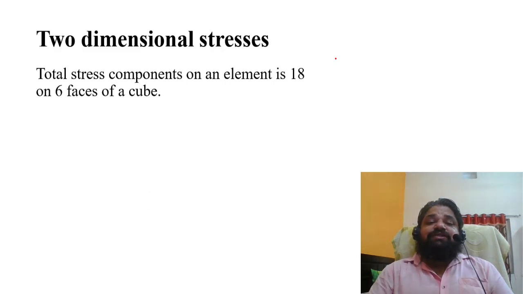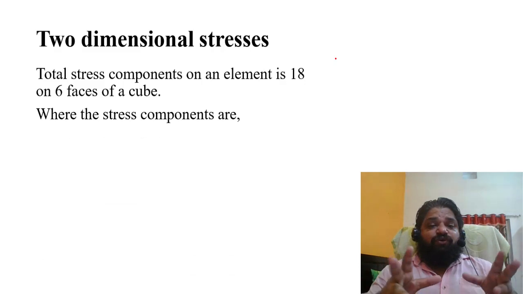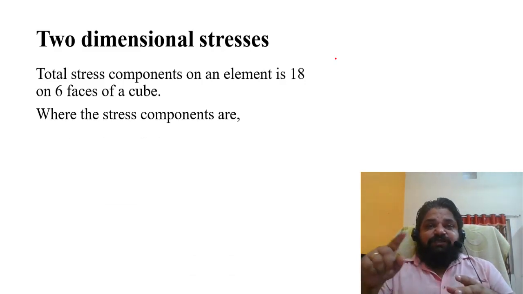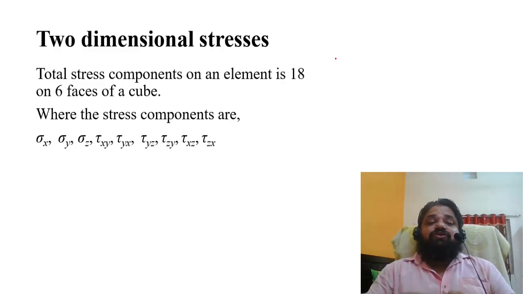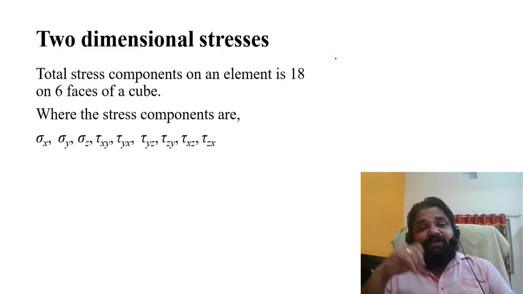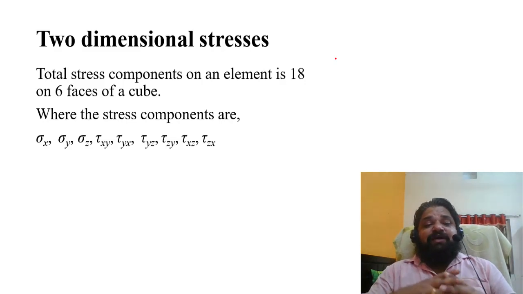We know the total stress component on an element is 18. Again, on the six faces of a cube, if I take three on each, we took 18. Out of 18, we take again only 9, because all these normal three will have another normal three: sigma x and minus sigma x, sigma y and minus sigma y, sigma z and minus sigma z. So we took the positive part.